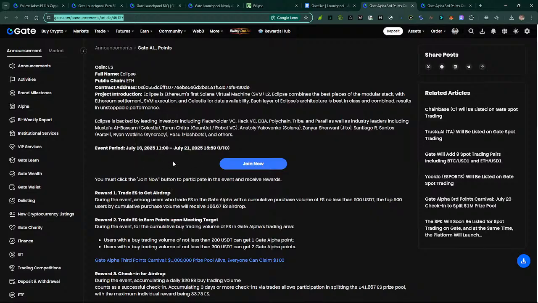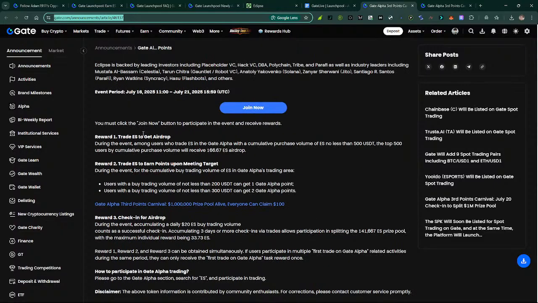The event period is from July 16 to July 21. Remember that. If I click on join now, this page is going to appear. You must click the join now button to participate in the event and receive rewards. Remember to click join now, otherwise you will not be able to join. And reward one is trade ES to get airdrop.